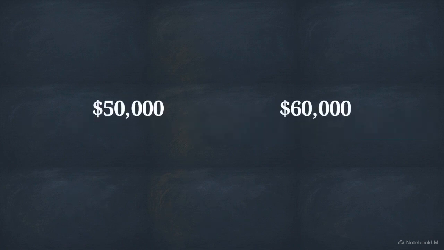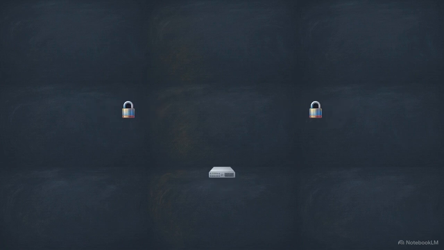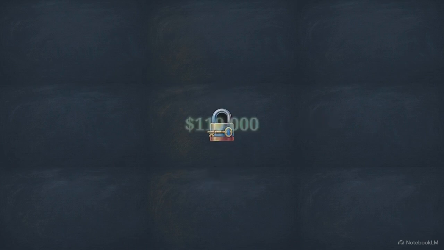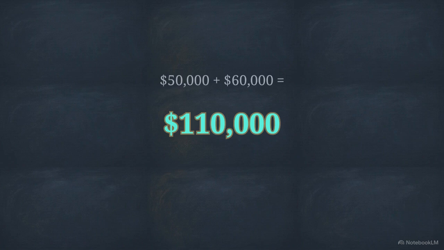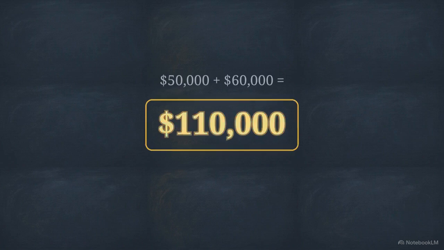For example, if we take two encrypted salaries and multiply them together, the result is a new encrypted string. When the owner of the private key decrypts that string, they see the exact sum of the two salaries, even though the person who performed the multiplication never saw the original numbers.